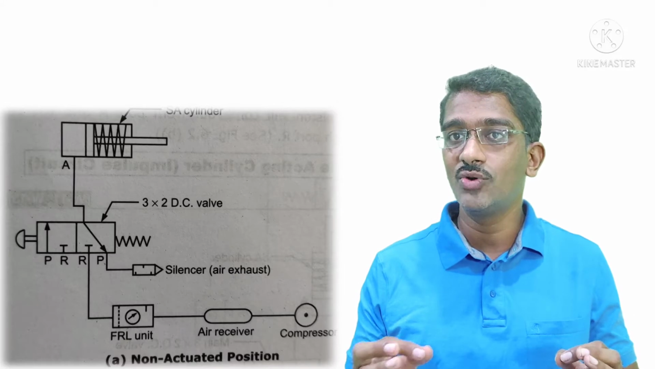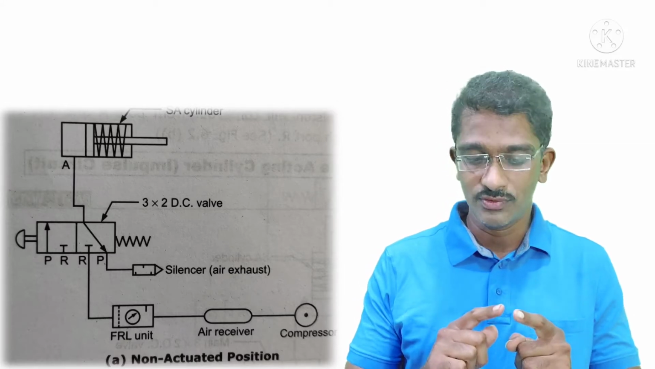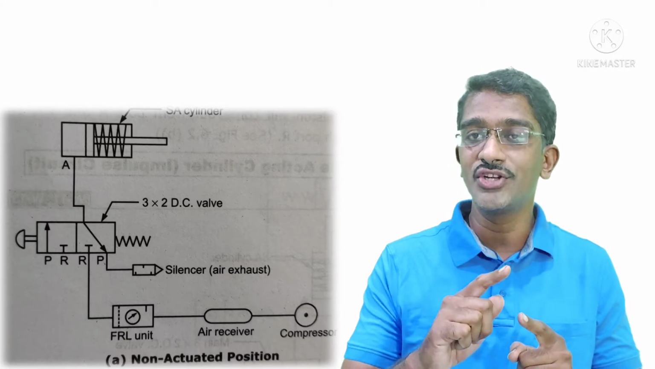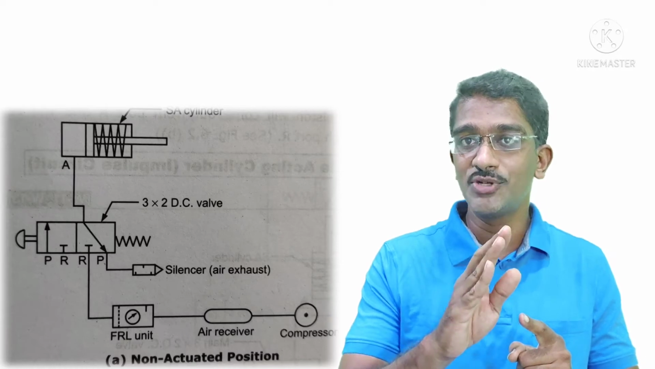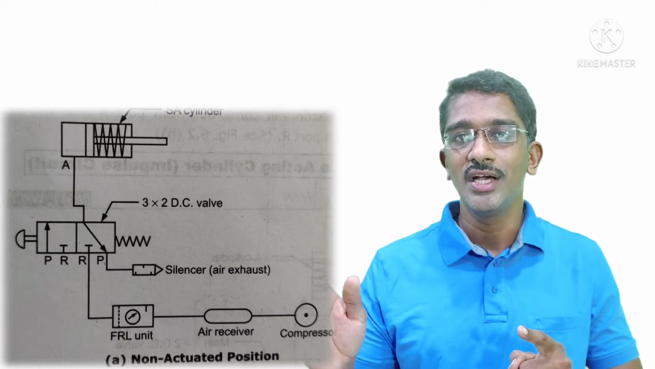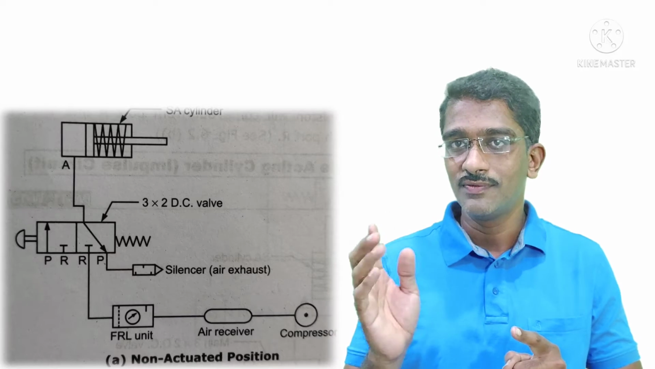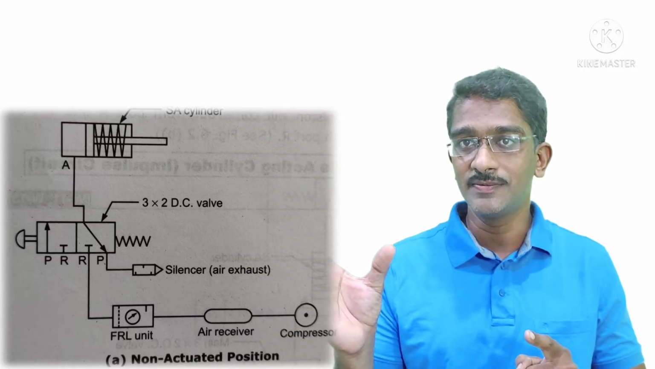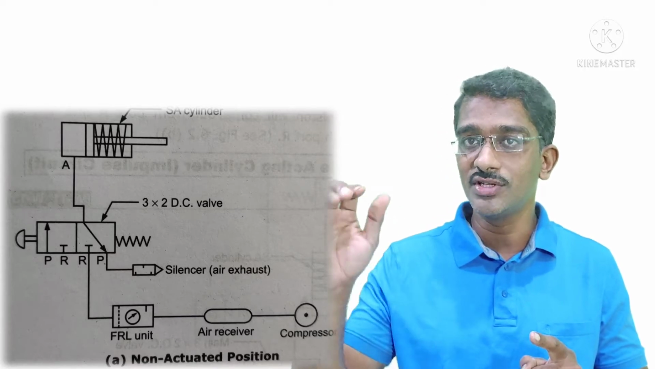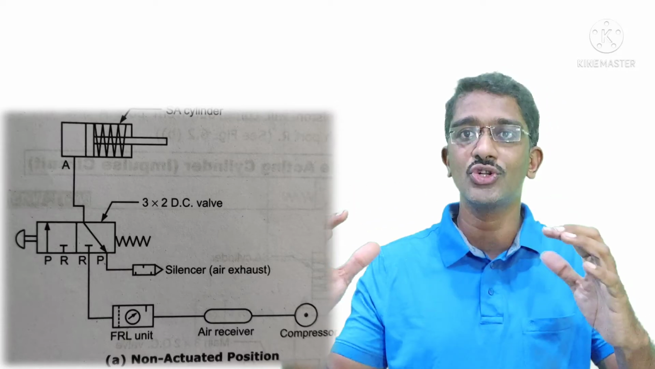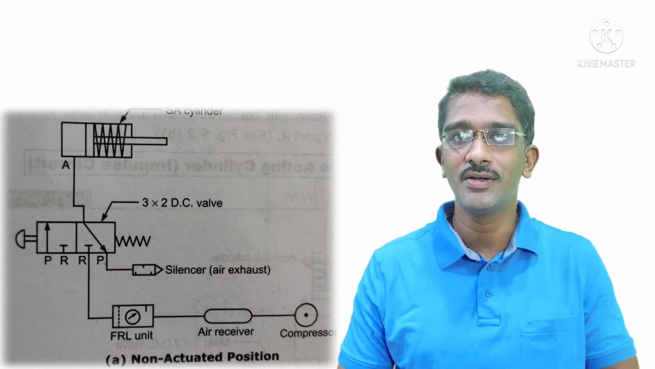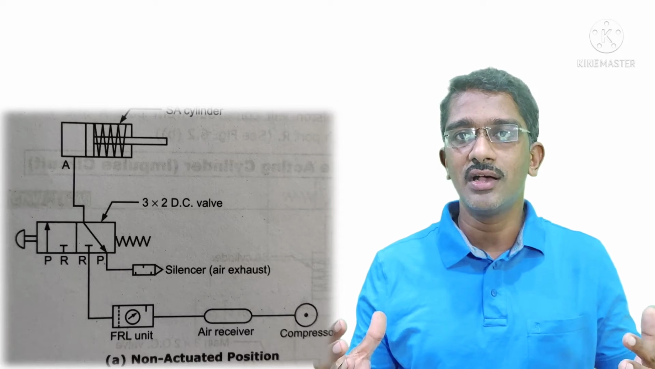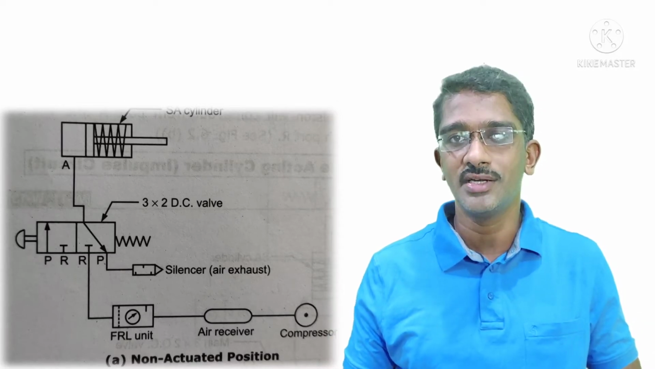A single acting cylinder has only one port, through which we can supply pressurized air, and because of that the piston moves in the forward direction. For the backward stroke, it uses spring tension, the spring which is already incorporated inside the construction of the single acting cylinder. So let us start the single acting cylinder pneumatic circuit.